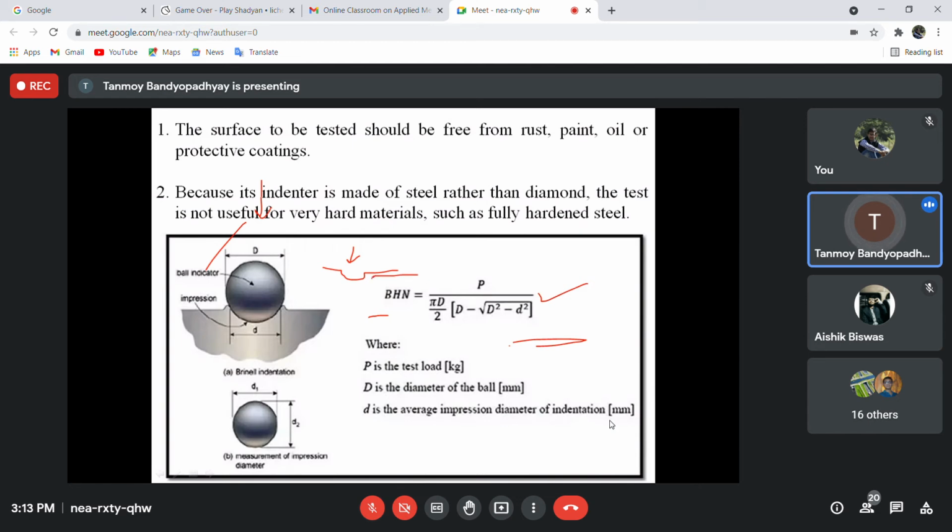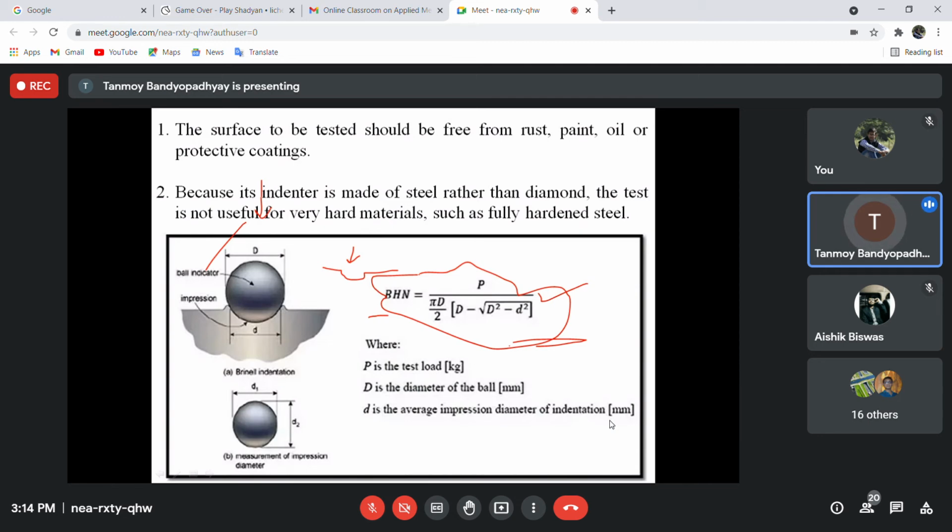This is a very important relationship that relates the BHN, or the Brinell hardness number, with the load being applied. P has to be applied in kg, whatever load in kg you put there. Capital D and small d are in millimeters. Capital D is the diameter of the steel ball or the indenter, and small d is the diameter of the impression, or the diameter of the indentation that is formed.